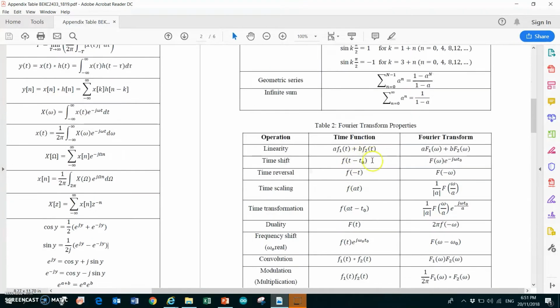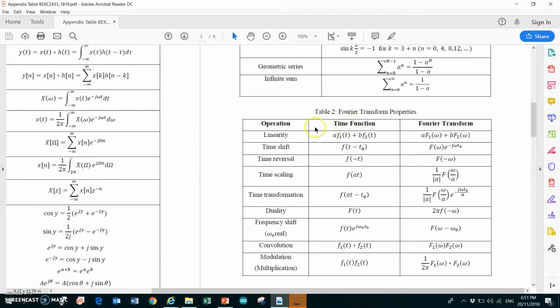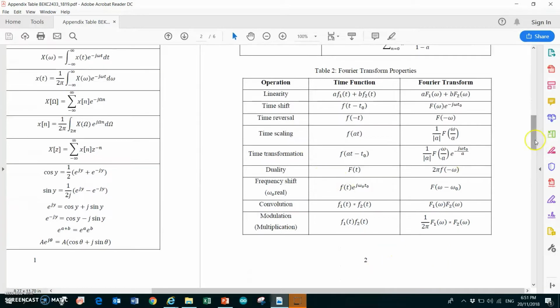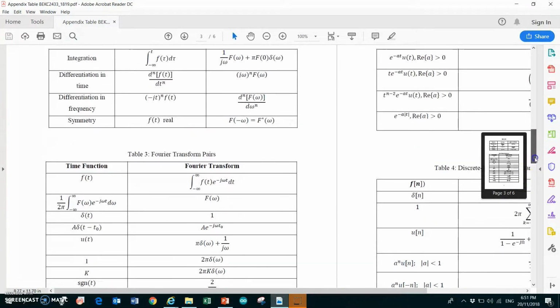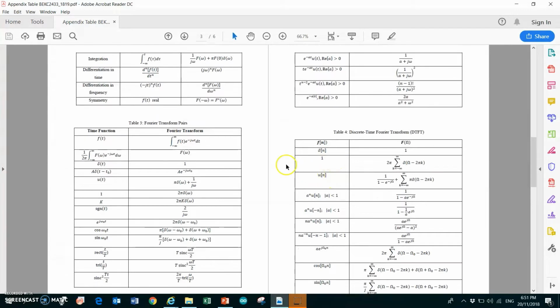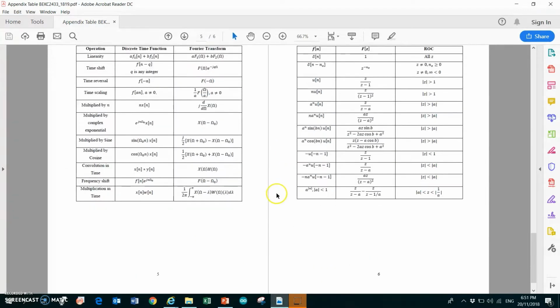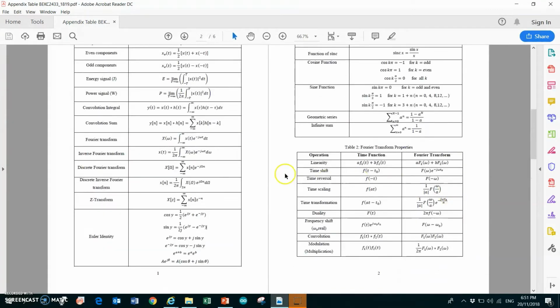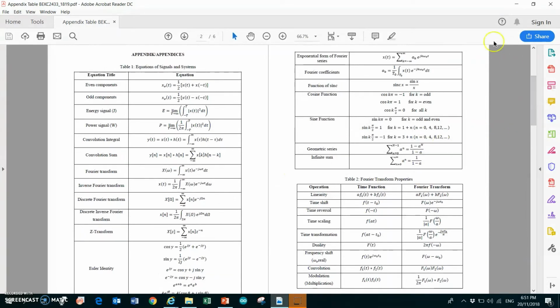Right? So you also have the properties for the Fourier transform and also the Fourier series properties here. So you can think this one is similar to your midterm. So you just go back home and look back at the paper. Right.